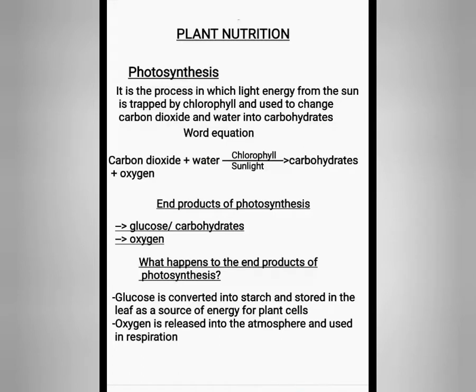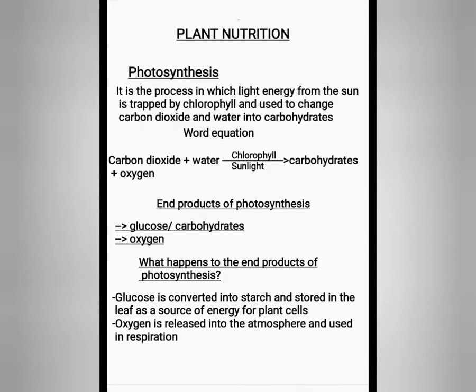So we want to move on to plant nutrition, and we want to first look at photosynthesis, and we're going to first define the word photosynthesis. So photosynthesis is the process in which light energy from the sun is trapped by chlorophyll and used to change carbon dioxide and water into carbohydrates, and it has a word equation.